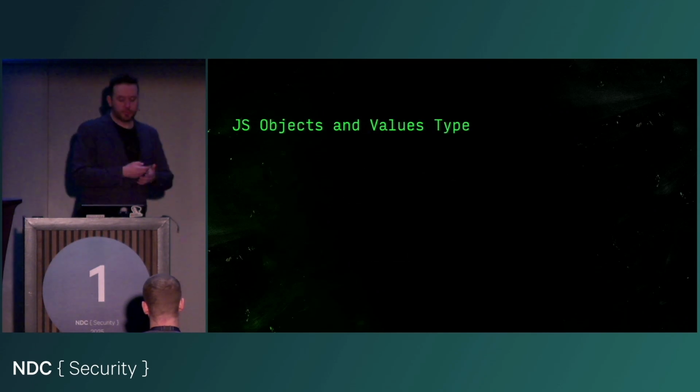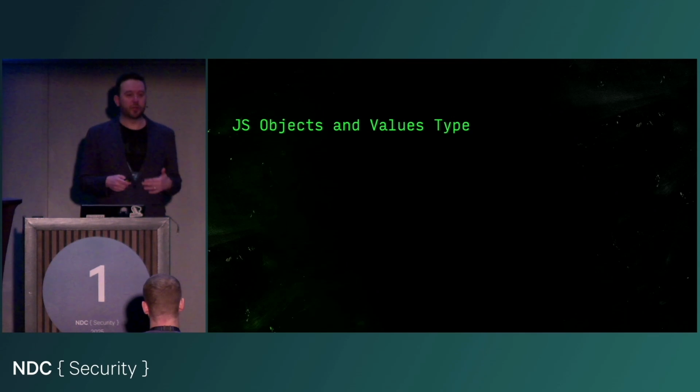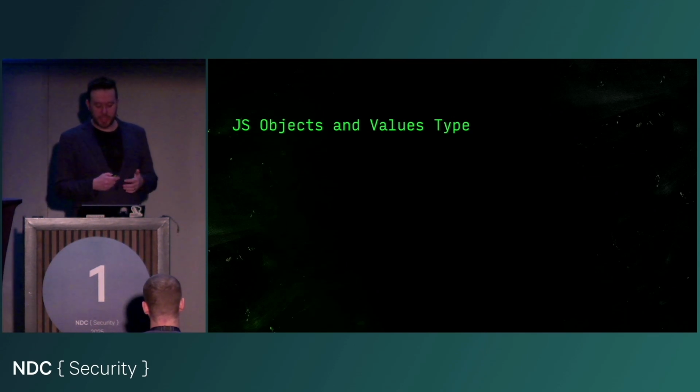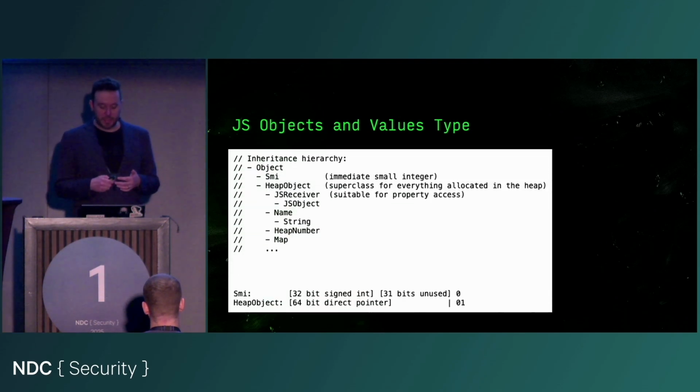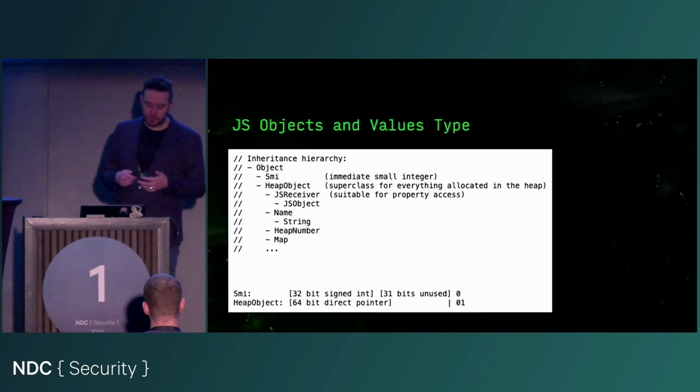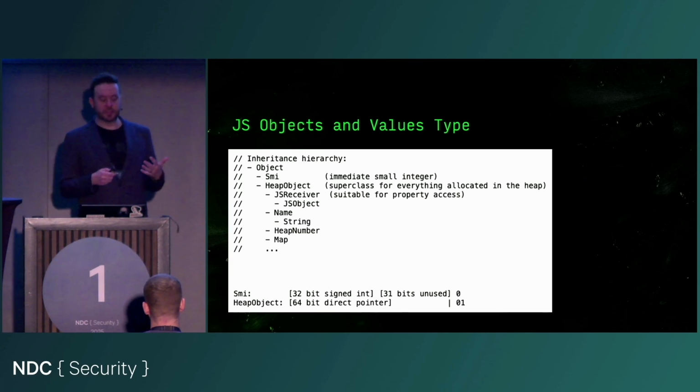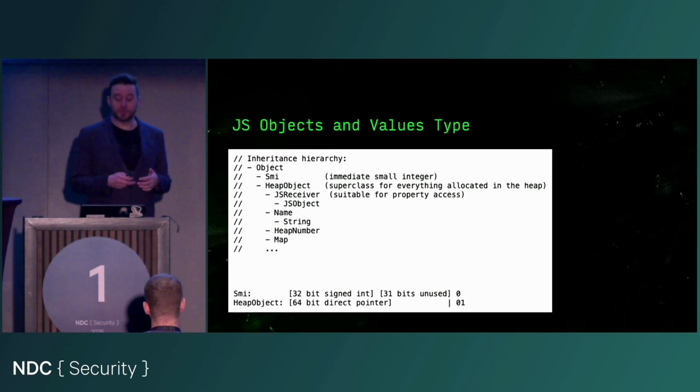Now we can take a look at JavaScript objects, how they can be represented in memory, and their value types, right? So first off, how do we store type information in JavaScript? Since JavaScript is a dynamically typed language, the engine must associate type information with every runtime value. And in V8, this is achieved using a combination of pointer tagging and dedicated type information objects called maps.